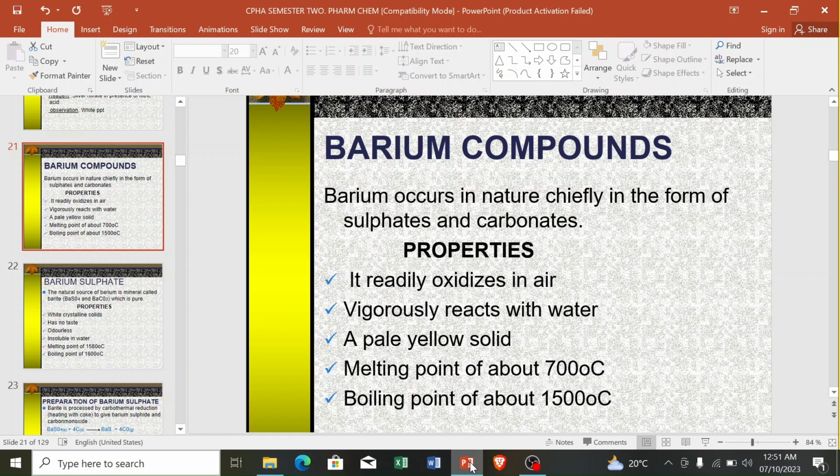Barium occurs in nature chiefly in the form of sulfates and carbonates. That is how we can find barium in the earth. As for properties, it readily oxidizes in air and vigorously reacts with water. It is a pale yellow solid, has a melting point of 700 degrees centigrade, and a boiling point of 1500 degrees centigrade. Those are properties of barium.